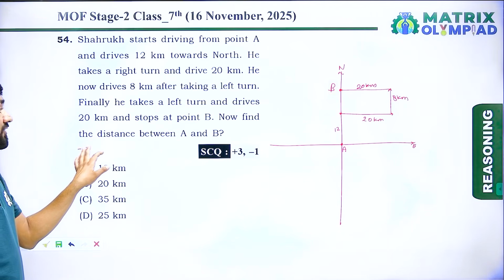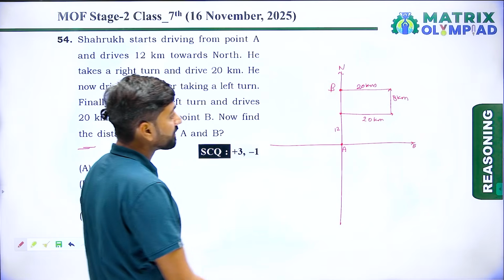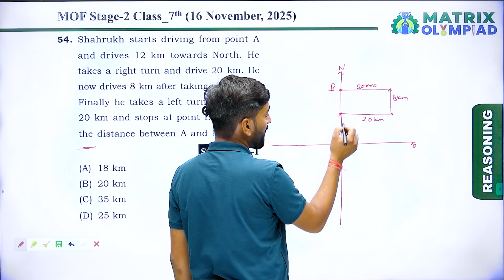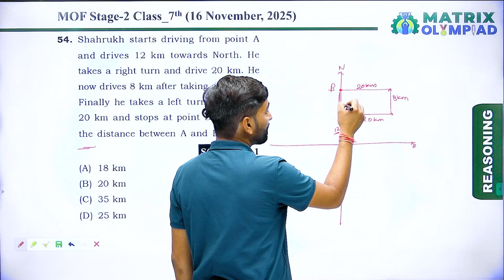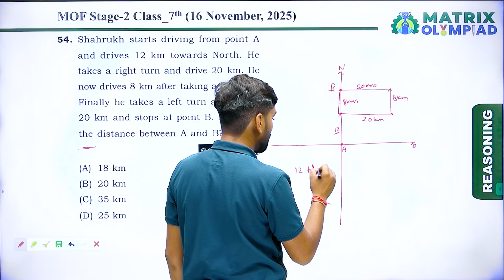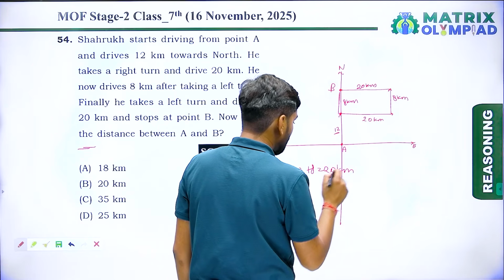Now find the distance between A and B. So if we take the distance between A and B, it will be 12 from A to this point, and this distance will be 8 kilometers. So the total distance will be 12 plus 8 equals 20 kilometers.